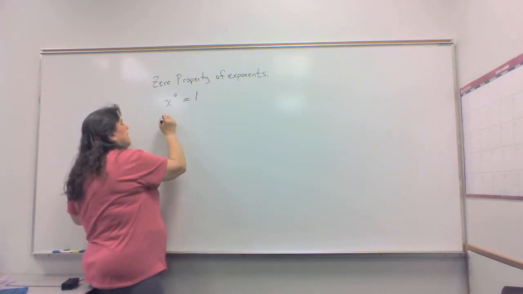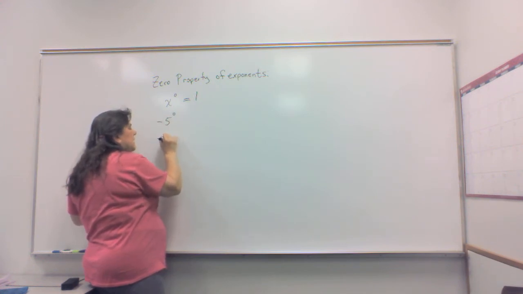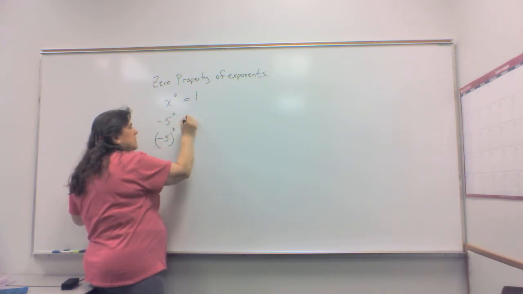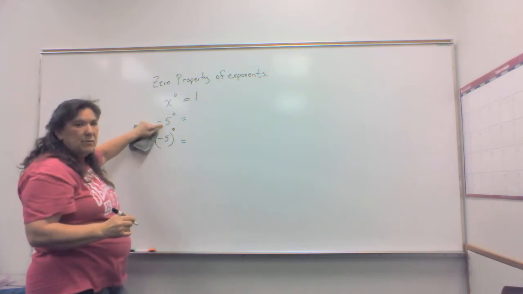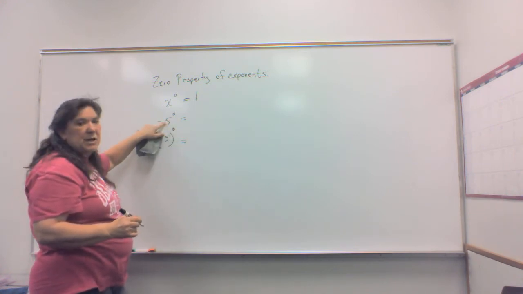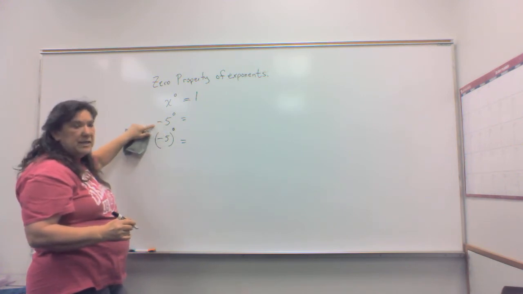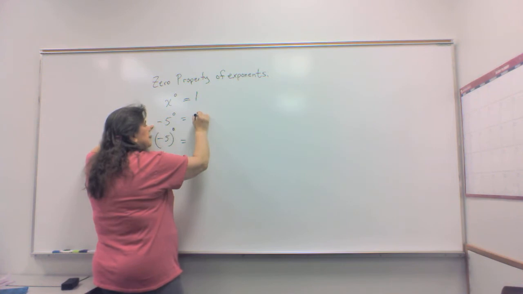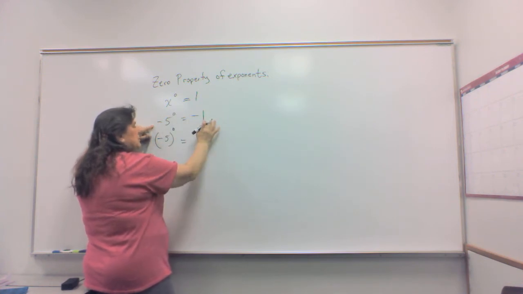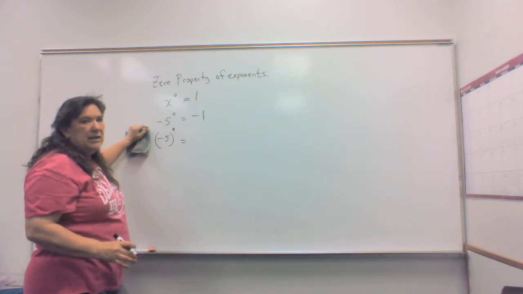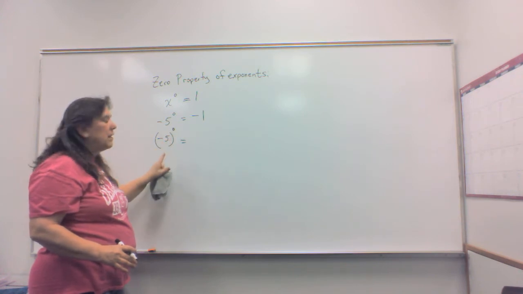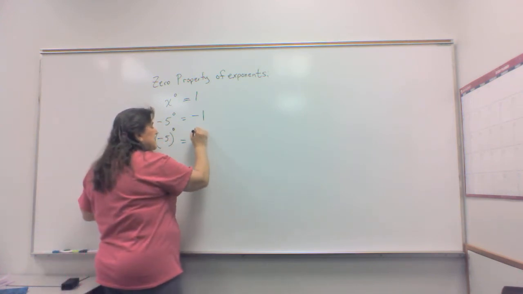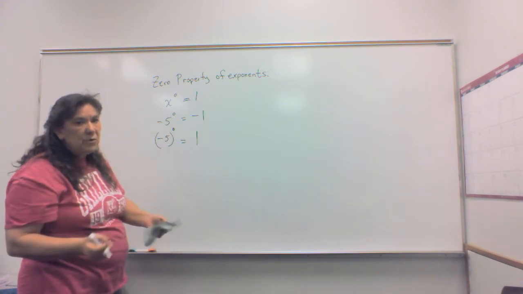Another thing to be careful, if I have something like negative 5 to the 0 power versus negative 5 in parentheses to the 0 power, these are not the same thing. This one, the zero exponent, only applies to the number 5 and not to the negative sign in front. So therefore, this is negative 1 because 5 to the 0 power is 1, but my negative is not included in the 0 power, so it carries over. This one, the 0 power, applies to the whole thing. So this is equal to 1. So this is a really important thing to understand.